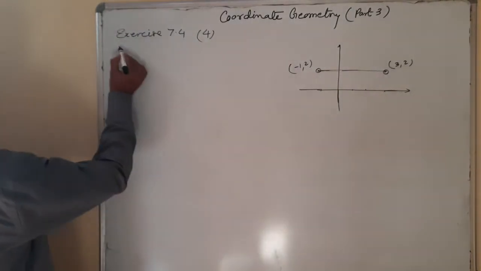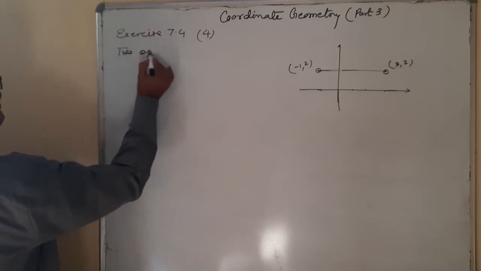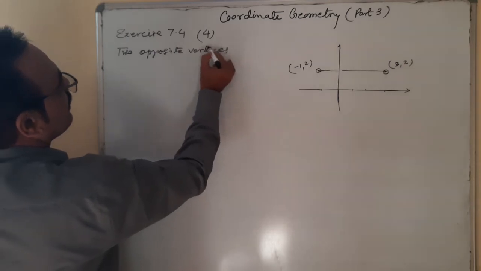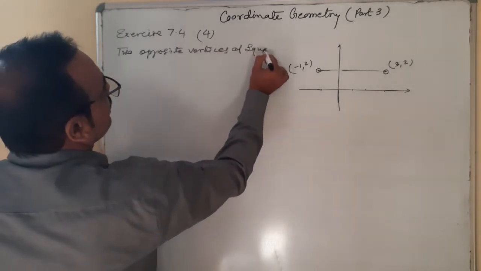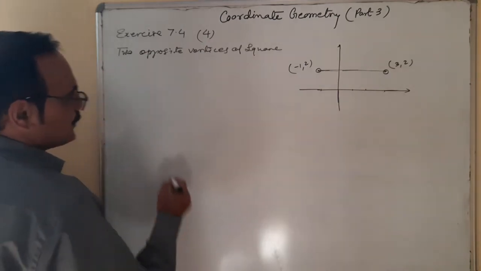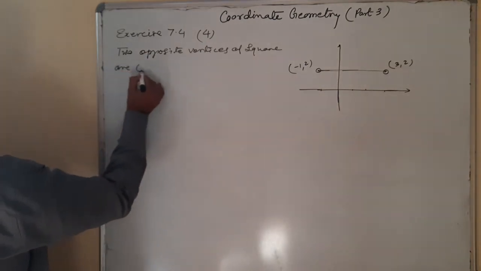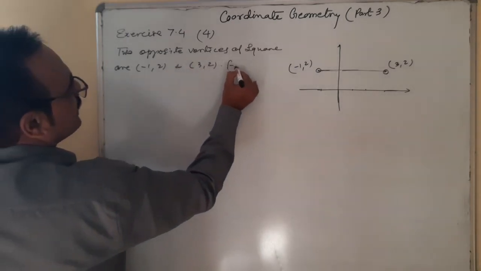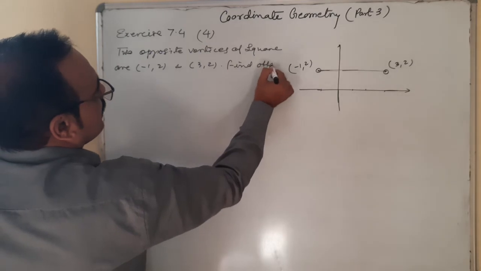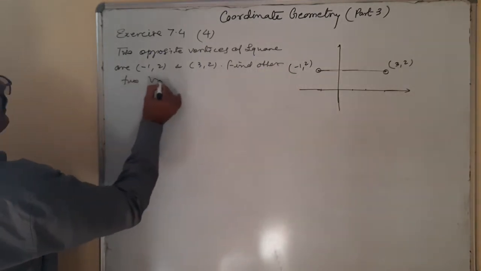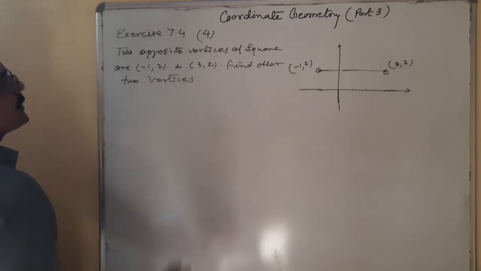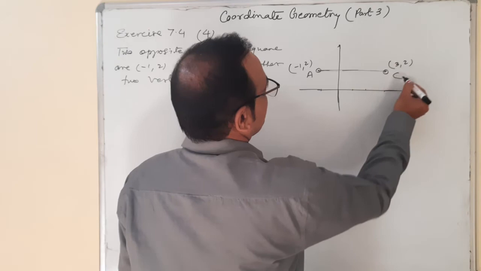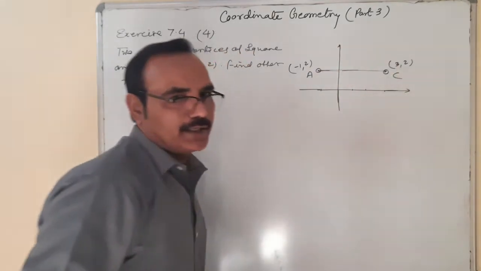The question: two opposite vertices of a square are minus 1, 2 and 3, 2. Find the other two vertices. Suppose A, there is a C. B is coming here, D is coming here somewhere.